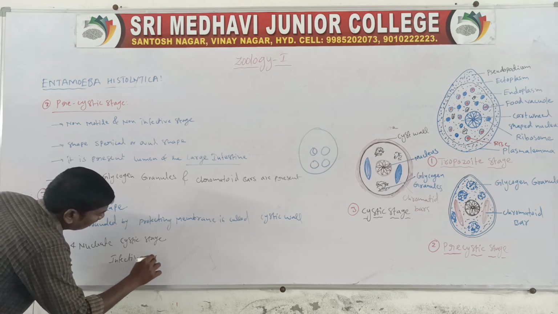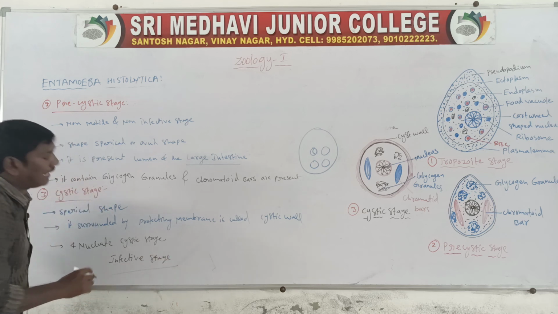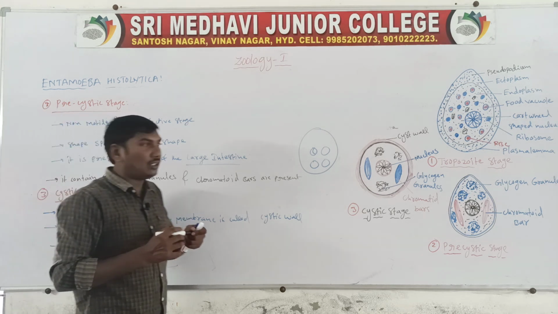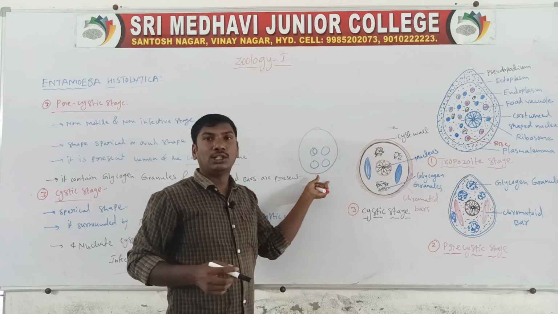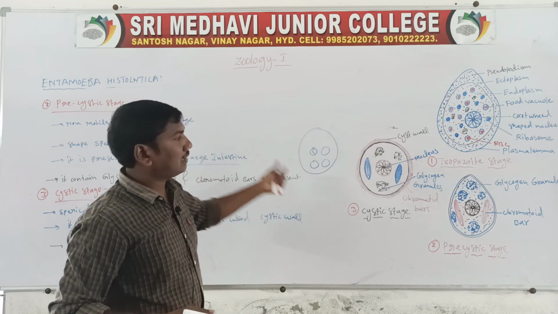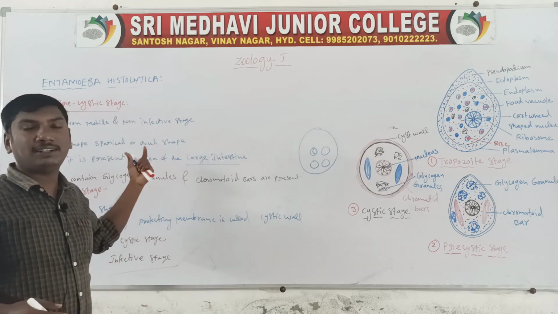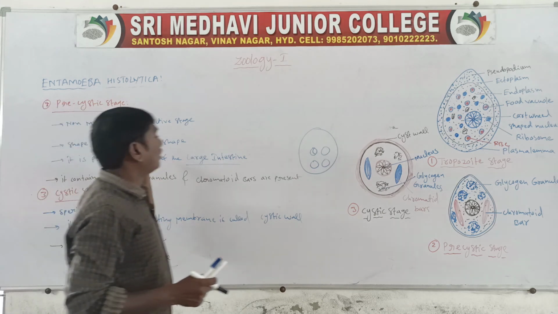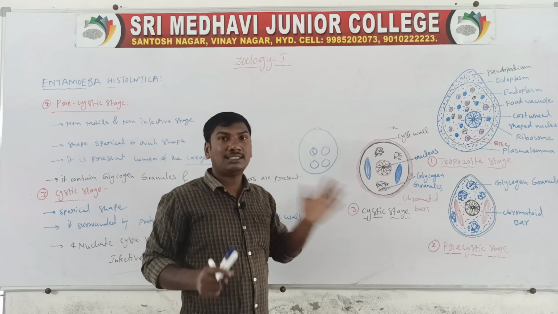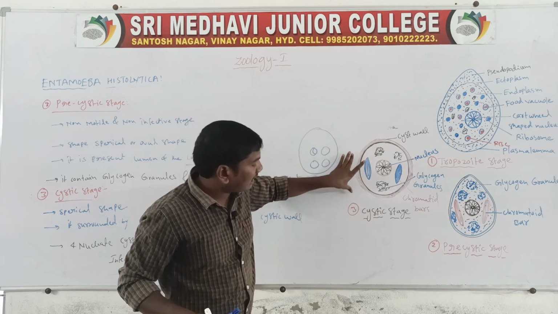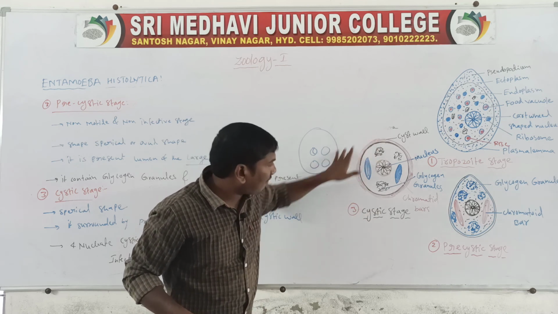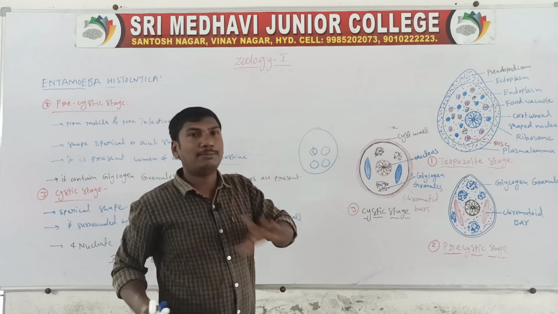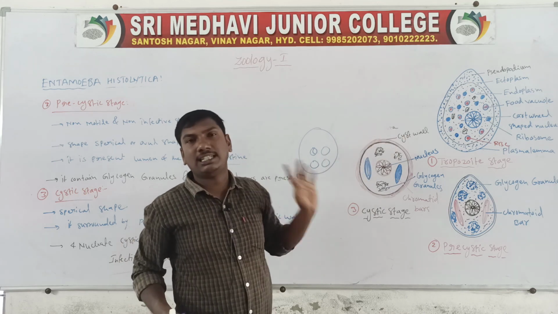The four-nucleate cystic stage is the infective stage of Entamoeba histolytica. So we have the precystic stage and the cystic stage. In the cystic stage, the shape is round and is covered by a protecting membrane, called the cystic wall.